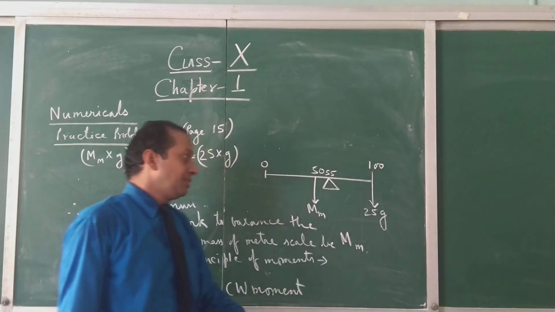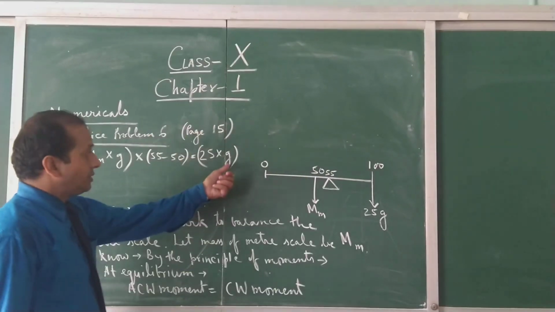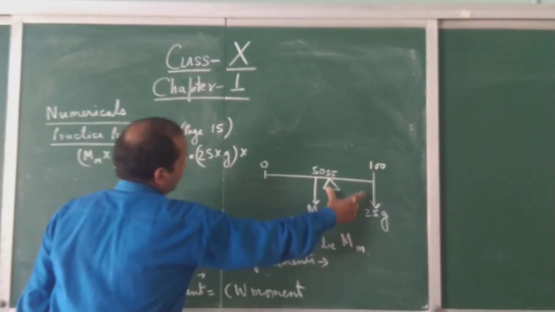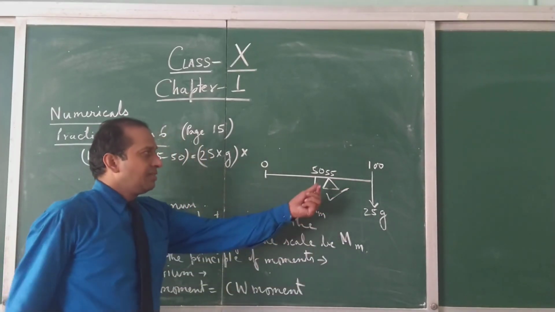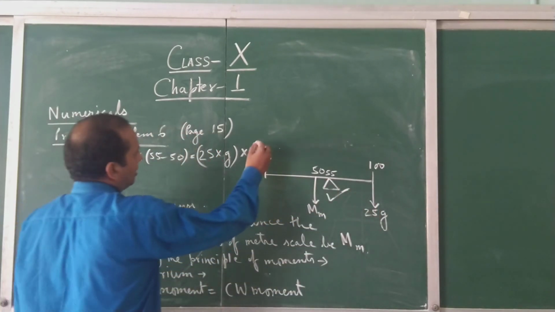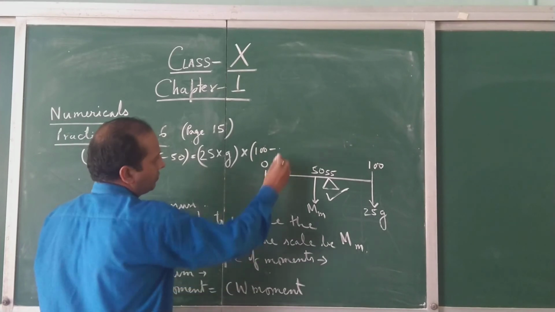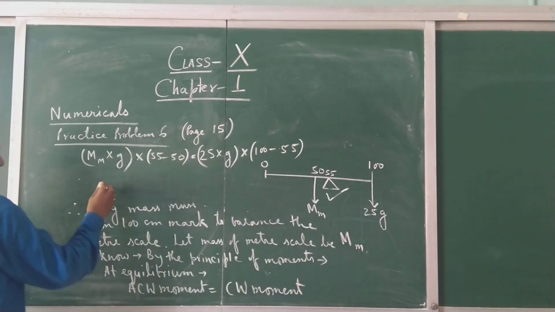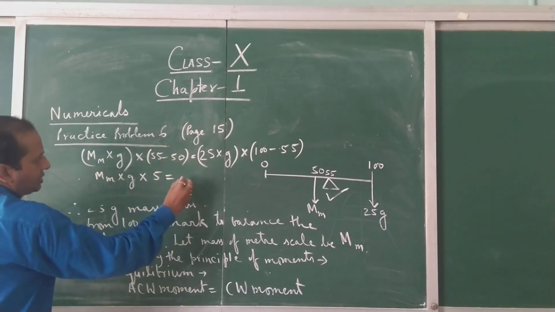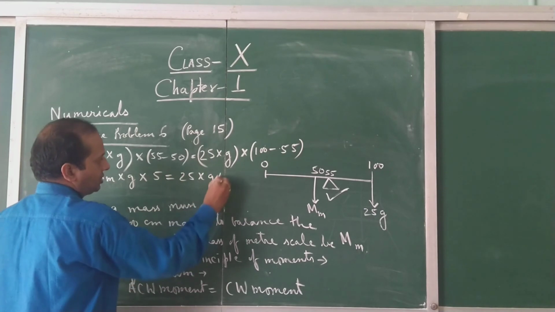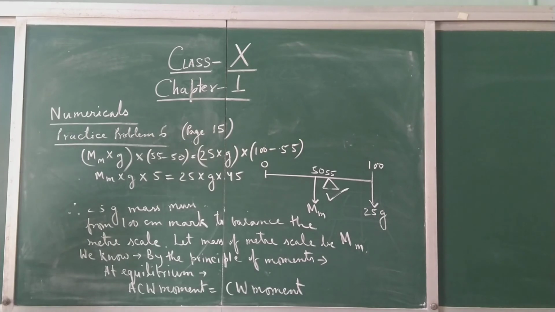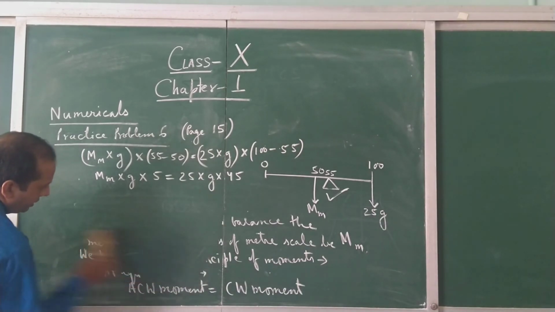This g is representing gram, and I am writing this g as gravitational acceleration into the distance. Again, always consider the distance from the knife edge. What is the distance here? 100 minus 55. Or you can say mm into g into 5 is equal to 25 into g into 45. Last two lines.